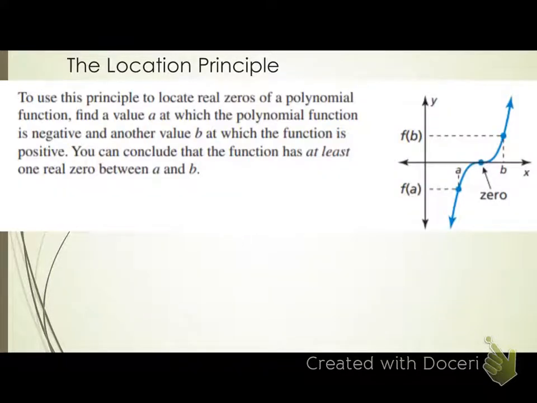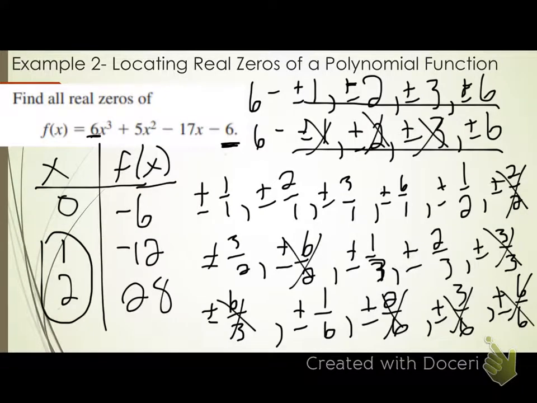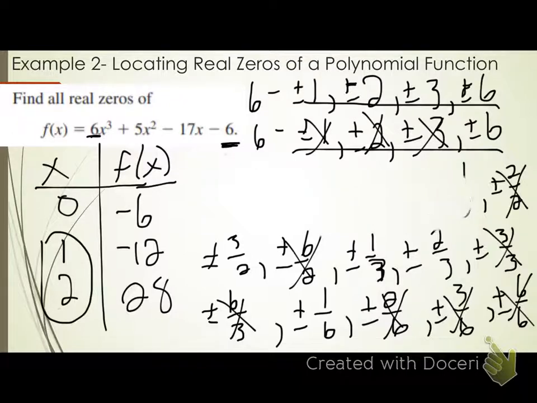Now remember, based on my location principle, I want a root that is between a and b. So in this case, I want a root that's between 1 and 2. So I'm going to eliminate all the ones that are not between 1 and 2. 1 is not between 1 and 2. 2 is not. 3 is not. 6 is not. 1/2 is not. Positive 3/2 would be 1.5. So that would be between 1 and 2.